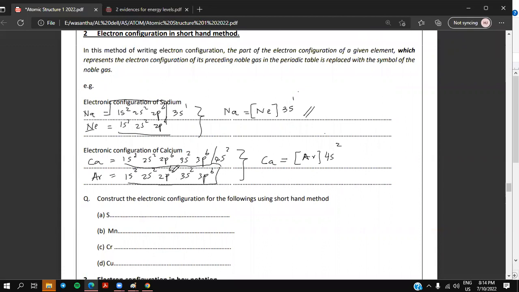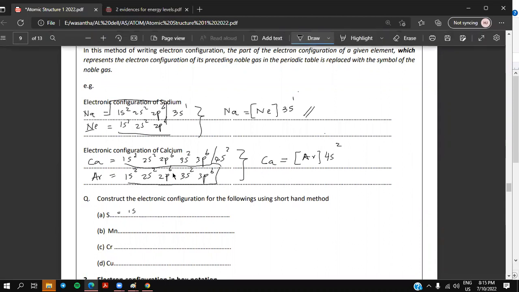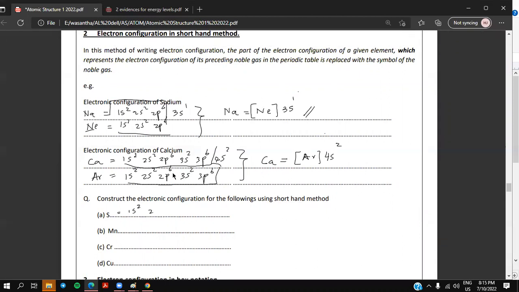And then afterwards, we had to write the electronic configuration for some elements using shorthand method. Sulfur. Sulfur has 16 electrons. I write 1s2, 2s2, 2p6, 3s2, 3p4.